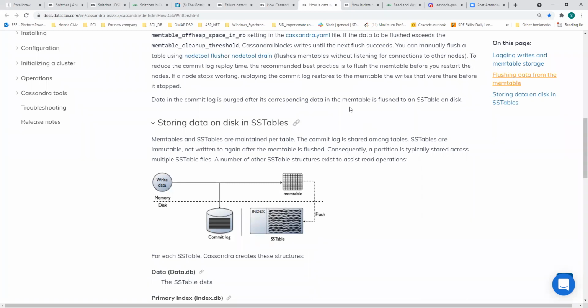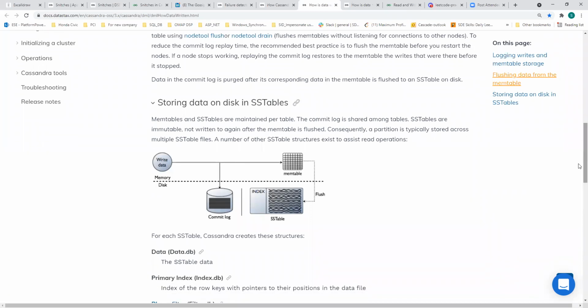Sorry, I mean, when the mem table is flushed to the SS table, because it is already on the disk now, the mem table acts like a cache. So when the cache is flushed into the disk, you don't need two copies of it, so you can easily delete it from the commit log. Yeah, it's easily said, but it's not so easy either, right?